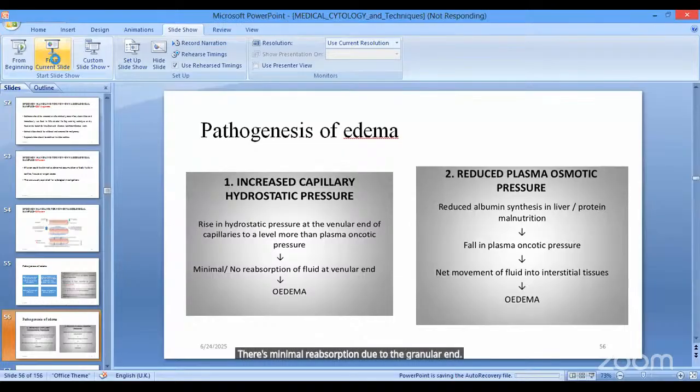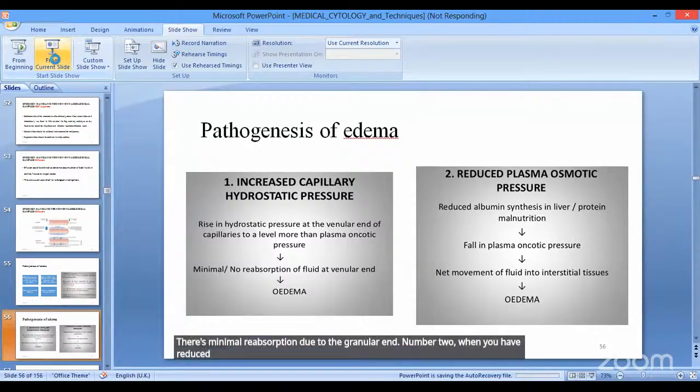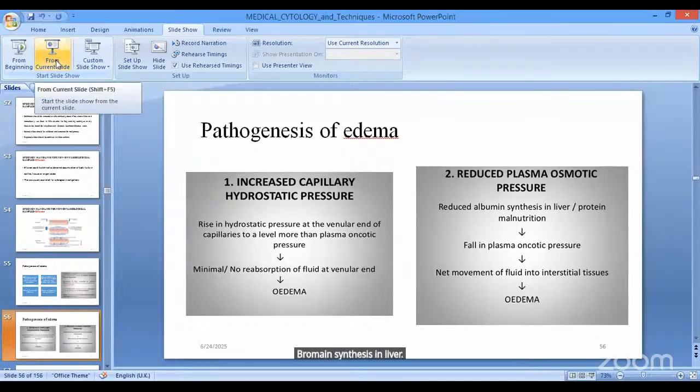Number two, when you have reduced plasma oncotic pressure, there will be reduced albumin synthesis in the liver, there will be protein malnutrition. There will be a fall in plasma oncotic pressure, and when the net movement of fluid into interstitial tissues happens, you have edema.